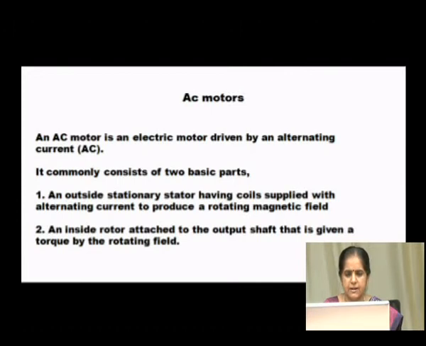The two different parts are once again the stator as well as the rotor. So what is a stator? This is the outside stationary part of the motor having coils supplied with alternating current to produce a rotating magnetic field, and the other basic part of the motor is the inside rotor. It is attached to the output shaft that is given a torque by the rotating field. So there will be a stationary part that is called the stator, and there will be a rotating part that is called the rotor. These two form an electric motor, that is the AC motor.